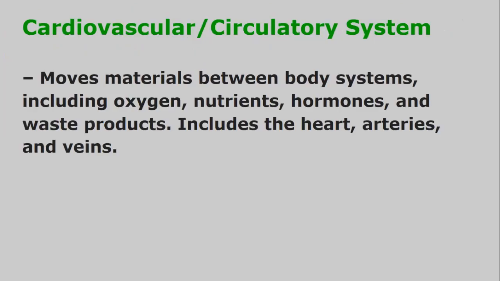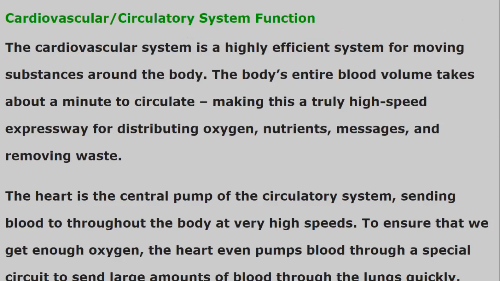Cardiovascular system, or circulatory system, moves materials between body systems, including oxygen, nutrients, hormones, and waste products. It includes the heart, arteries, and veins. The cardiovascular system is a highly efficient system for moving substances around the body. The body's entire blood volume takes about a minute to circulate, making this a truly high-speed expressway for distributing oxygen, nutrients, messages, and removing waste.